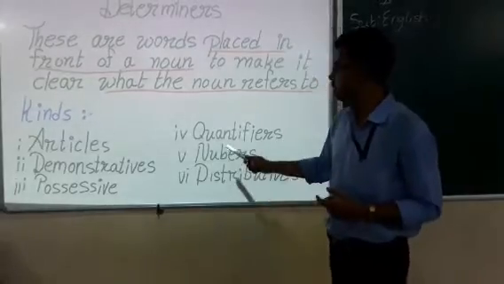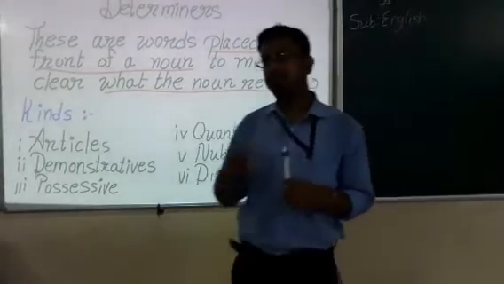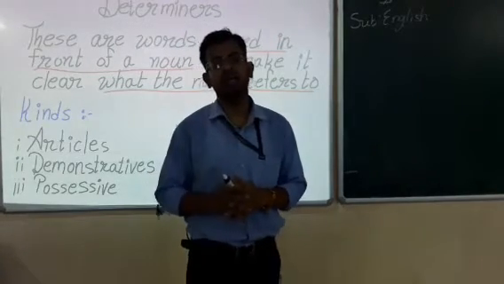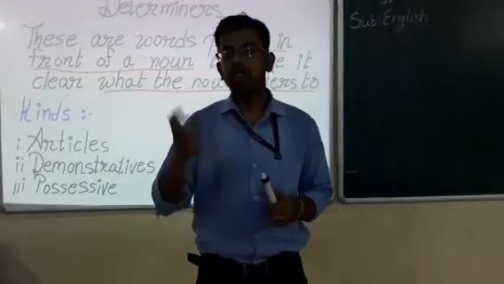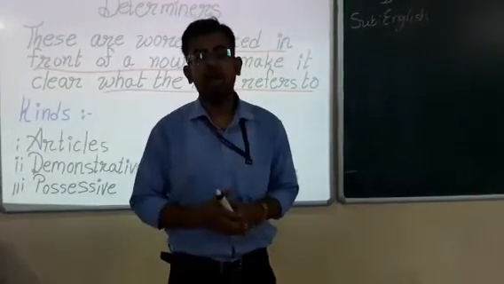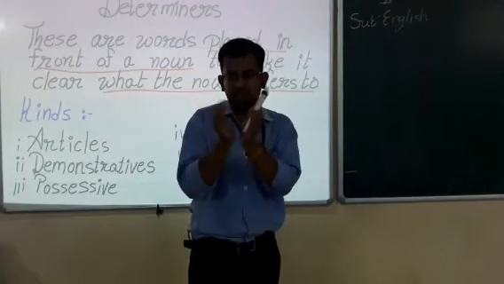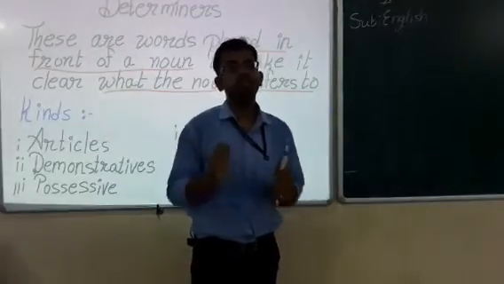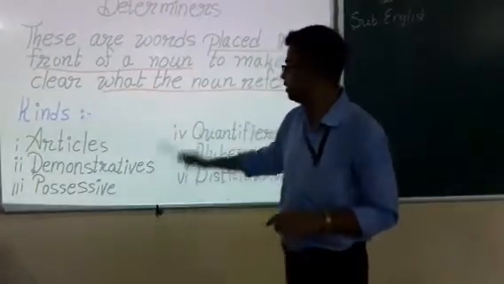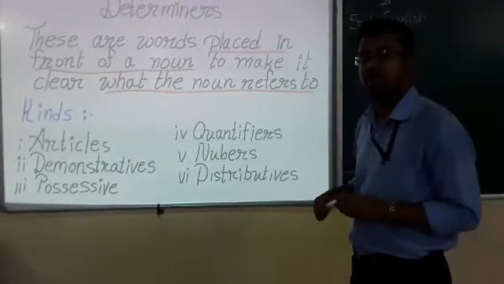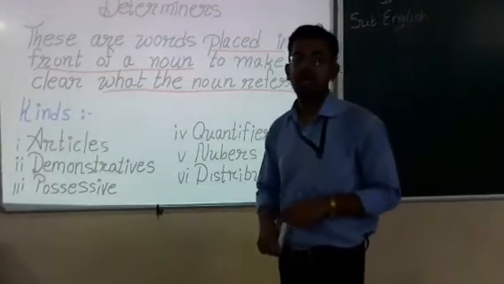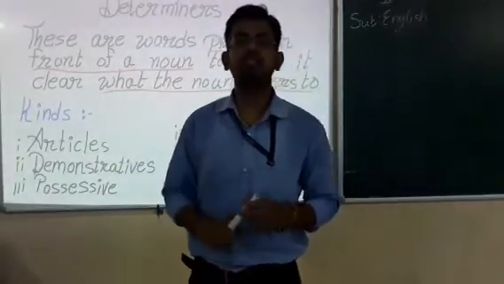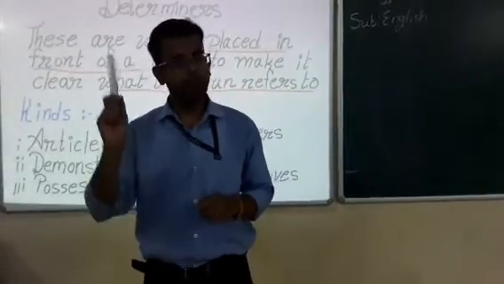Then next, quantifiers. Quantifier means they say something about the quantity of a thing. For example, I want some sugar. I want a little sugar. I want sugar which is very less in quantity. So those determiners which show the quantity of a noun are quantifiers. Then next, numbers. I have one pen. So one is determining the noun pen.